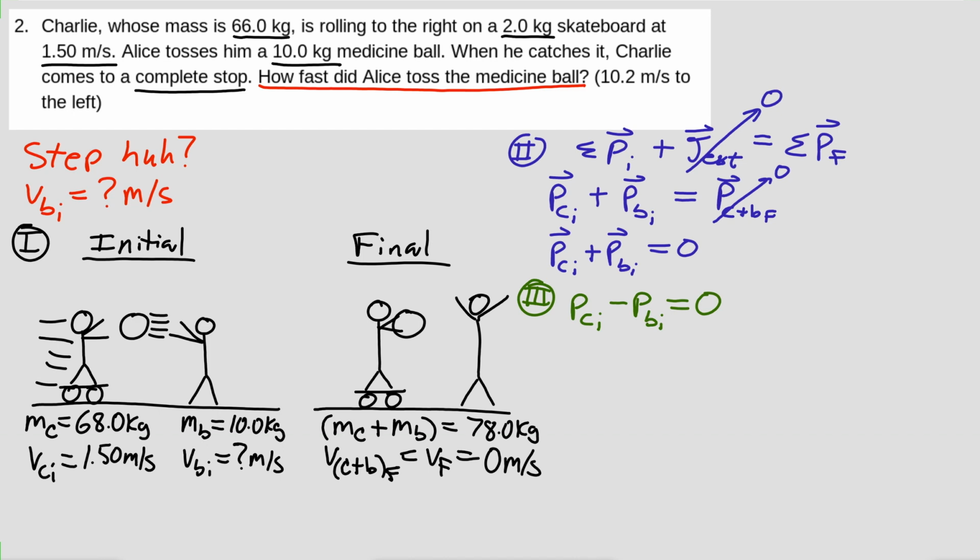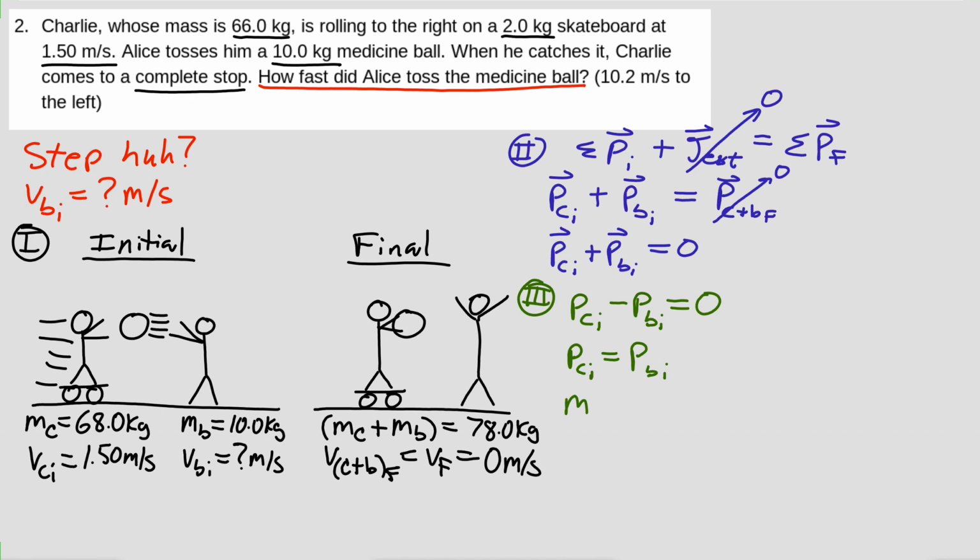A little bit of algebra. P sub ci is equal to P sub bi. I just added P sub bi to both sides. Now we get to that step where we have to sub in mv for all of our p's. And if we had any external impulse, if we had any j, we would sub in ft for that. But we don't in this problem. So I'm going to turn all of my p's into mv's, and I'm going to use all of the subscripts I need to make sure that this is clear what's going on.